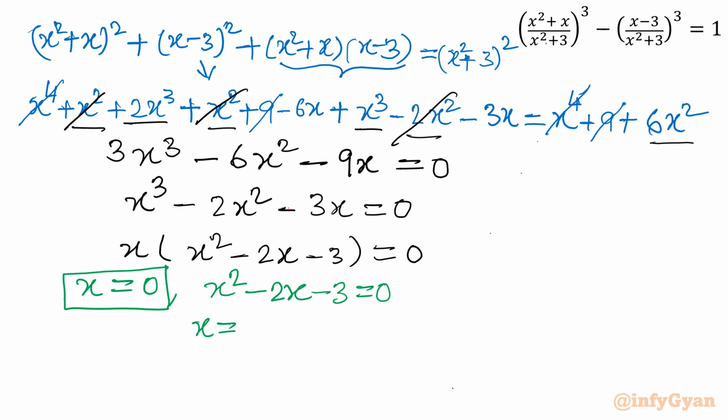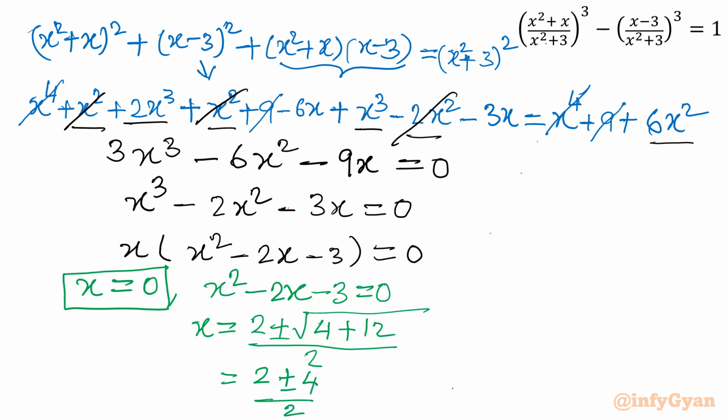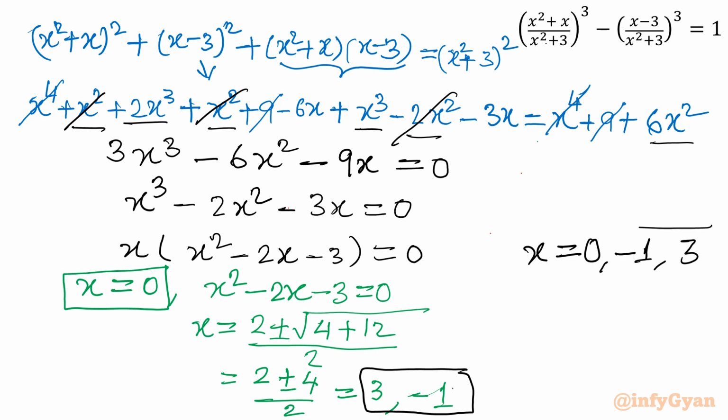So I can write x is equal to minus b, so 2, plus minus square root of b square, so 4, minus 4ac, so plus 12, divided by 2a, so 2. So 2 plus minus square root 16, and that is 4, over 2. Once we take the plus sign, then 3, and with the minus sign, then negative 1. So now we have all three solutions, 0, minus 1, and 3. So let me write here, and then we will verify all three solutions: x is equal to 0, negative 1 and 3.